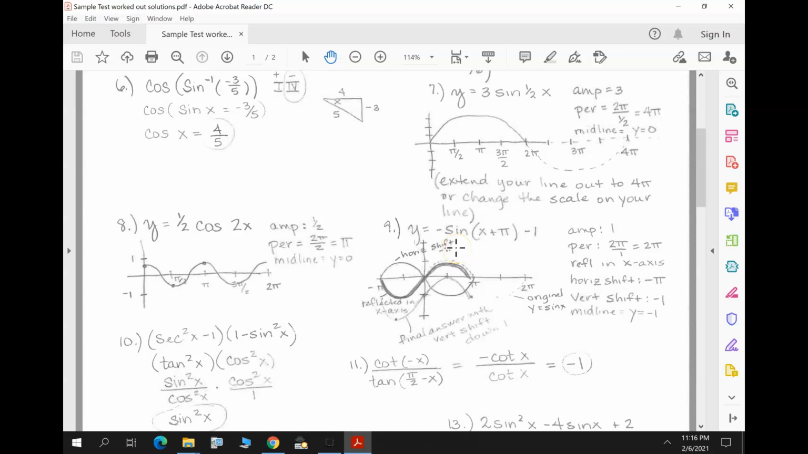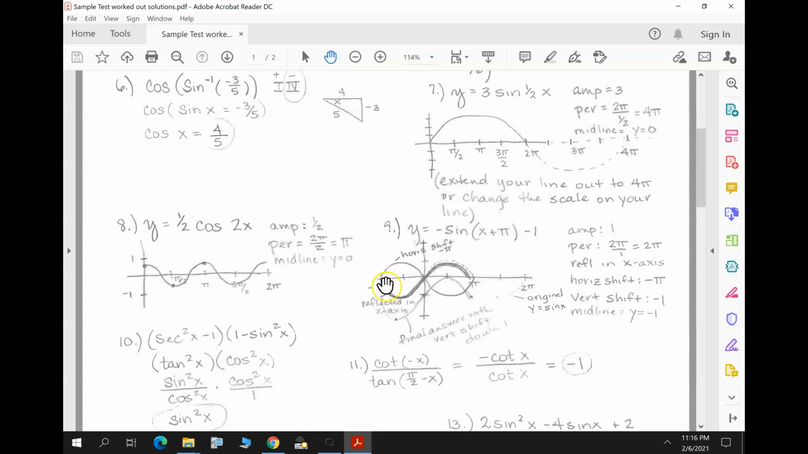Then I want to reflect. So let's take that graph we just drew right there and let's reflect it in the x-axis. So the darkened one is my reflected graph in the x-axis. And then last I have a vertical shift of a -1.